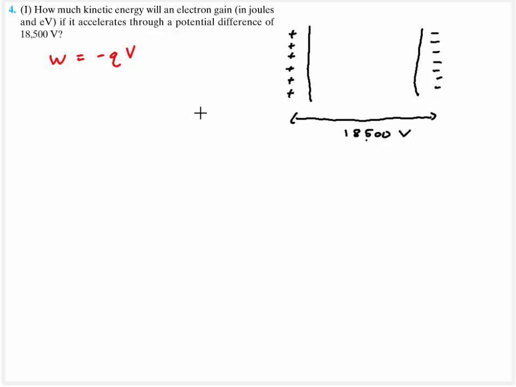Some solved problems for chapter 17. So here we have an electron. We're going to stick it in a potential difference, and what's going to happen is it's going to obviously run away from these positive charges and accelerate. And this potential difference is going to do some work on this electron.